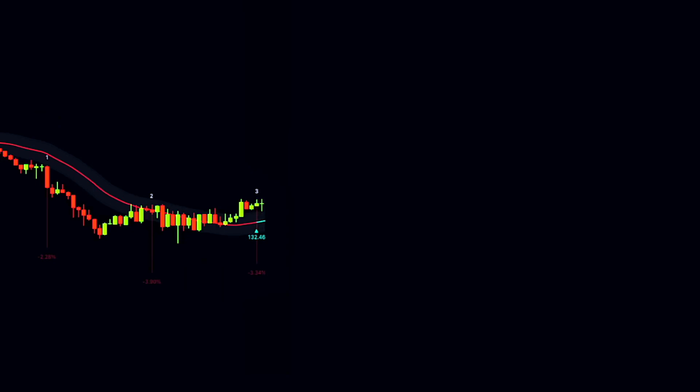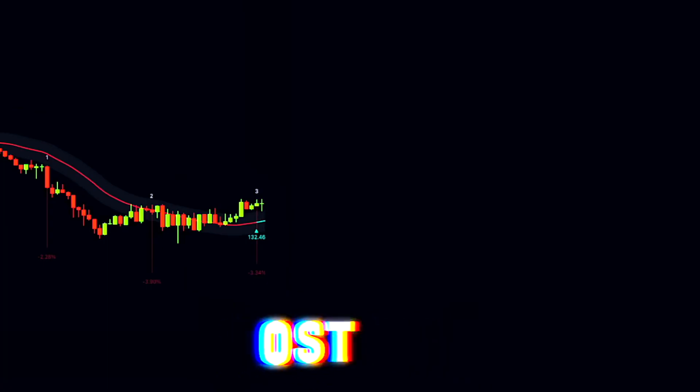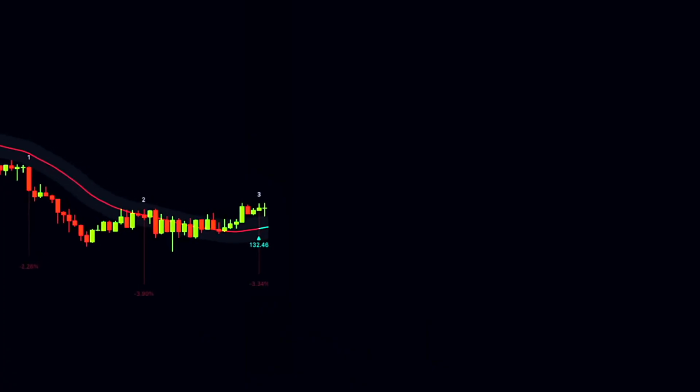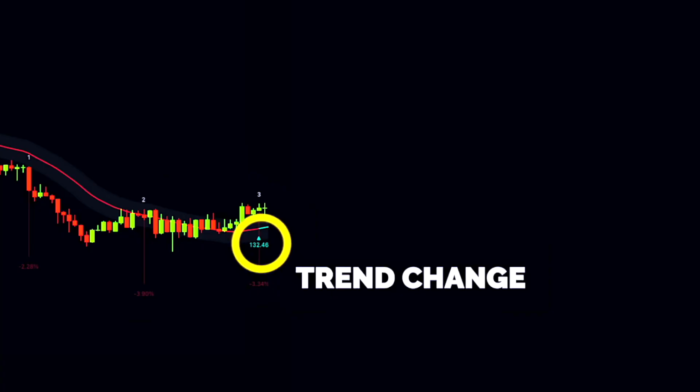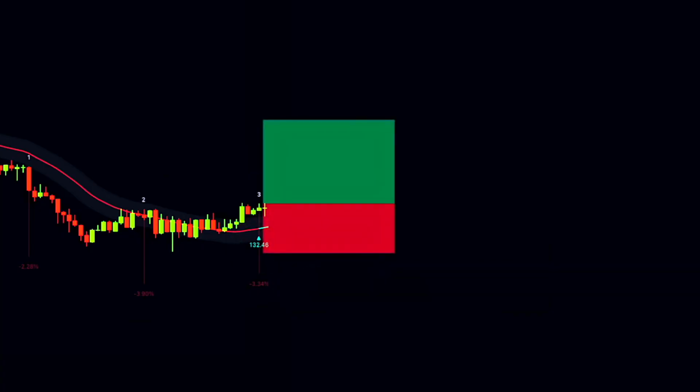Here's a strategy with this tool that's proven effective. I'm looking at Solana on the 1-hour chart with default settings. For a long trade, first, the indicator must mark a shift from bearish to bullish. But here's the catch. Don't jump in right away. That's where most traders go wrong.